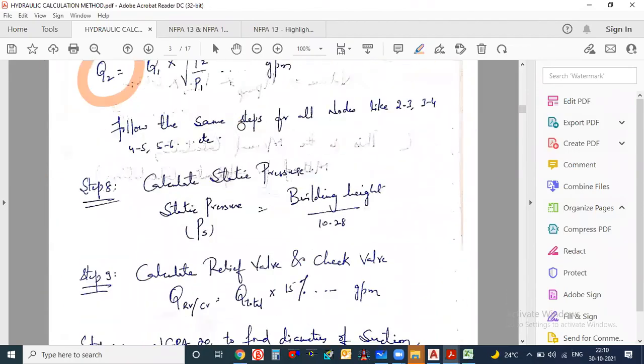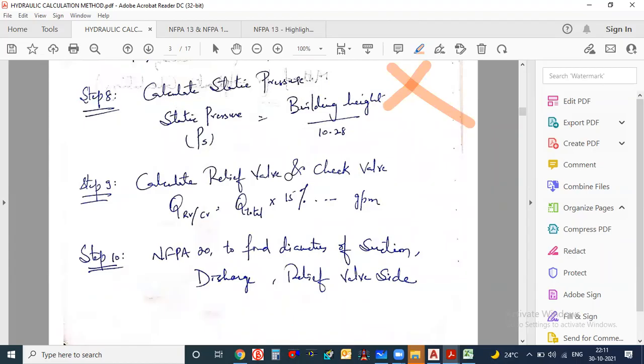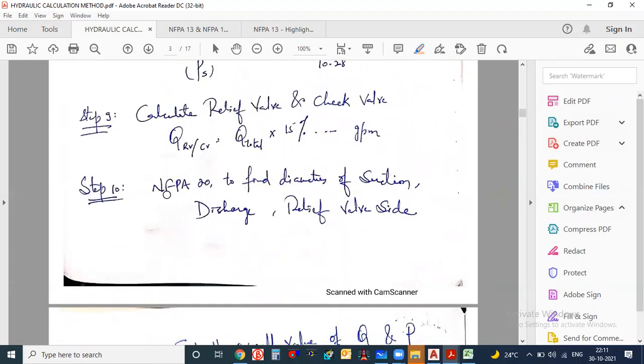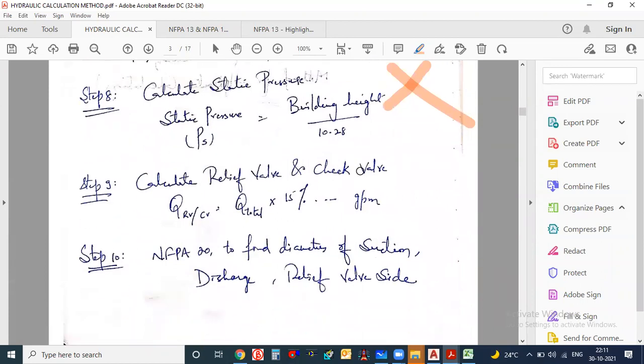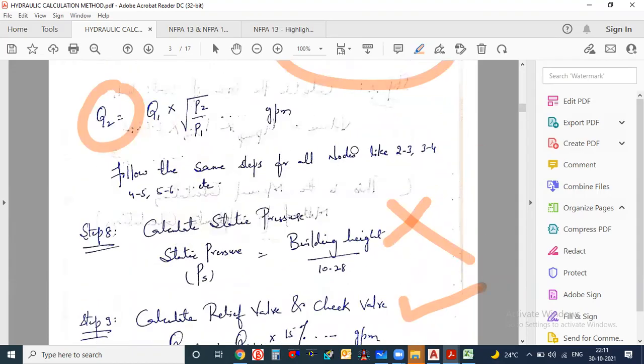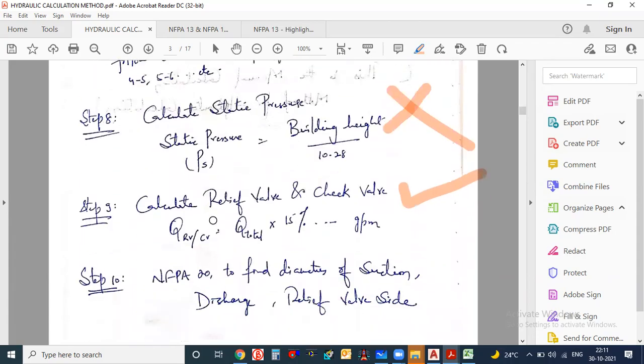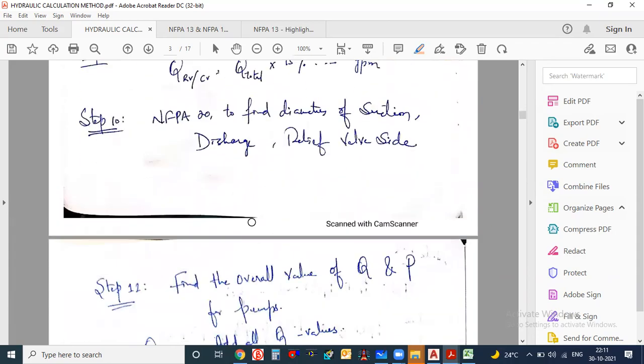After step number 7, I don't think these are very reasonable steps, but still I have written them here. You have to calculate static pressure, building height by 10.28, calculate relief valve, NFPA 20 to find diameter of suction discharge. In some steps you have to calculate the relief valve, check valve, meaning pressure, you have to add some factor of safety. Whatever the pressure or flow you are getting here, you have to add some factor of safety.